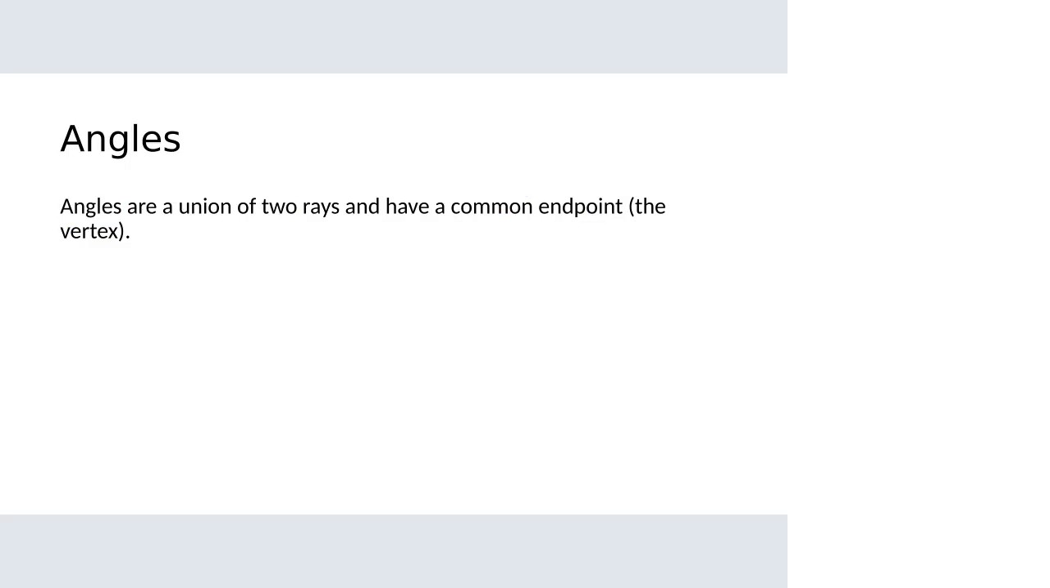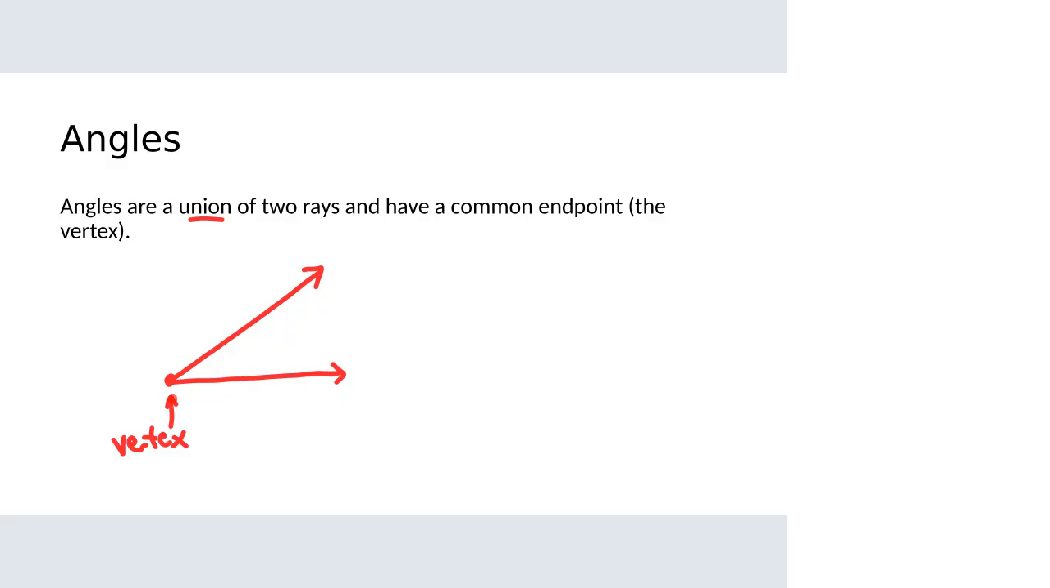Angles are a union of two rays and have a common endpoint. It's a very formal way to write that definition, but it's a union of two rays. All right, so I have two rays and they come together. And so this angle is a union. That's joined together, just like it meant all the way back in set theory in Math 122. Union means joined together. So we take these two rays and we give them a common endpoint right here that we call the vertex of the angle. And that's an angle.